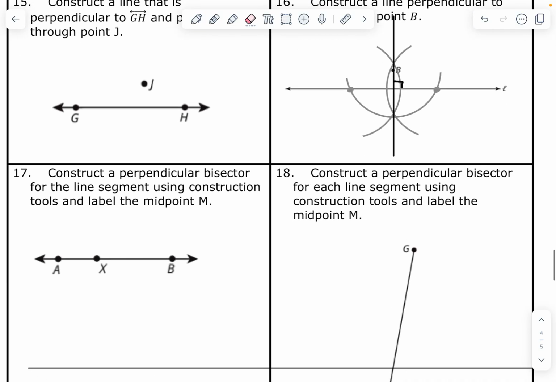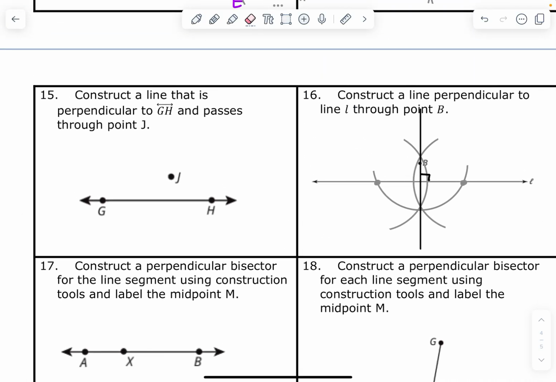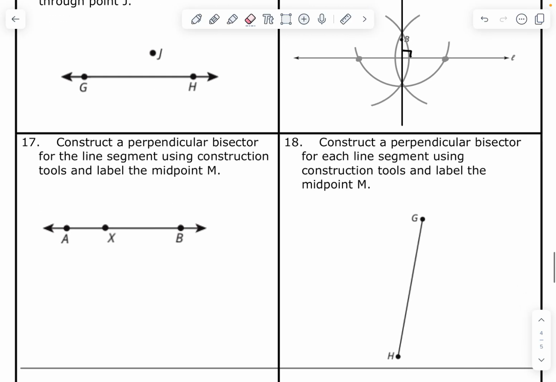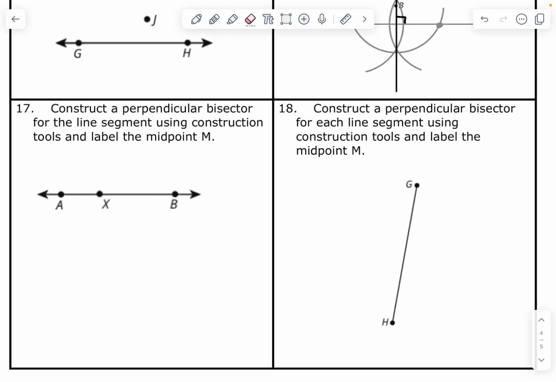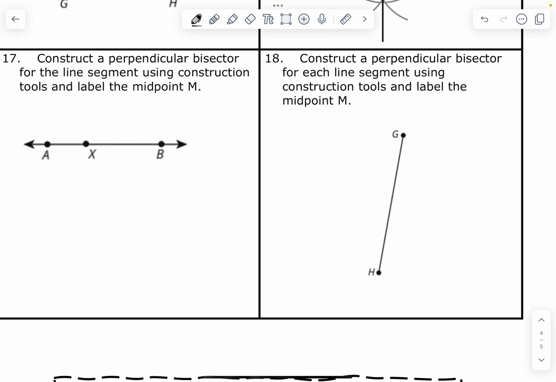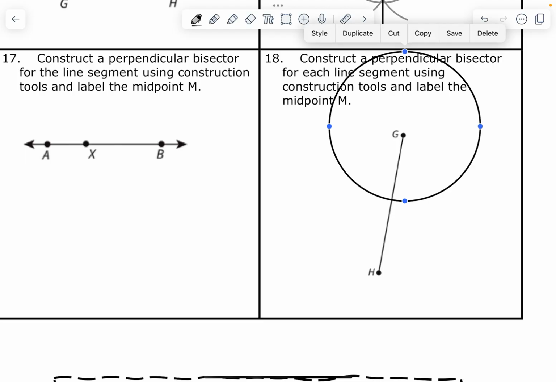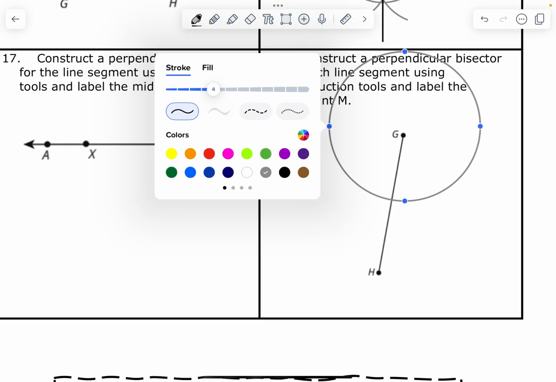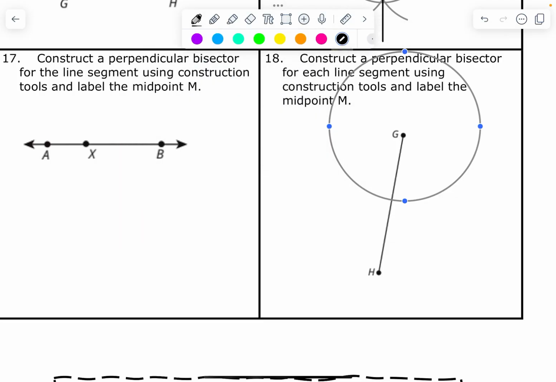All right, go ahead and try number 15. All right, number 18, construct a perpendicular bisector. Perpendicular bisector just uses 2 circles or 2 arcs. This one uses 3. So here we go. I'm gonna start by drawing an arc from point G. Hold up, let's go gray. All right, an arc from point G like that.